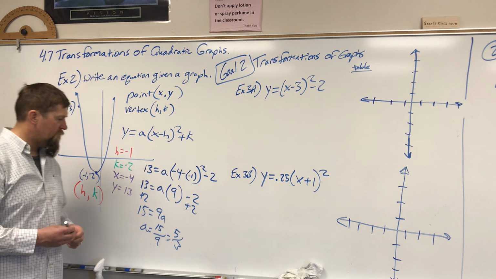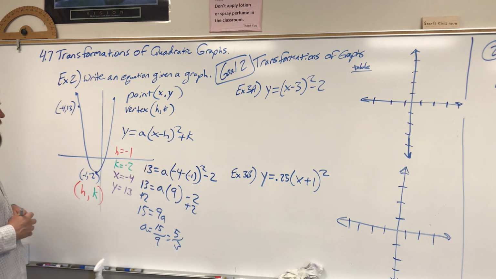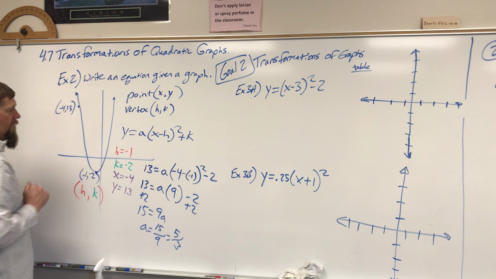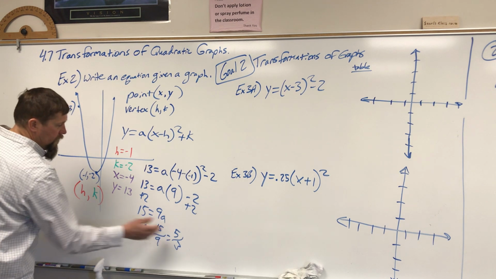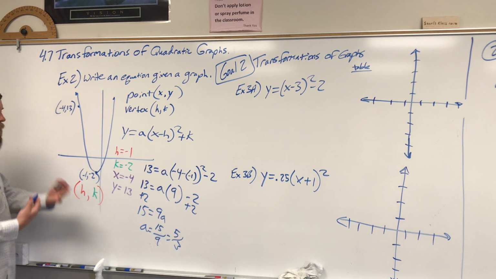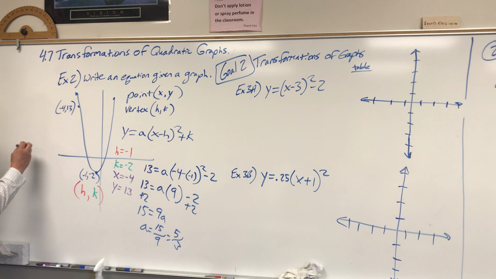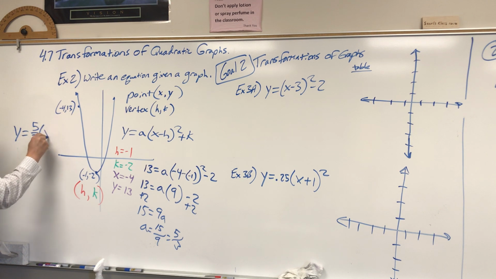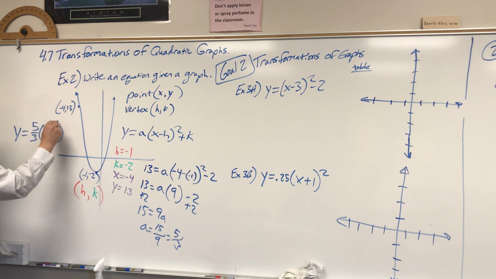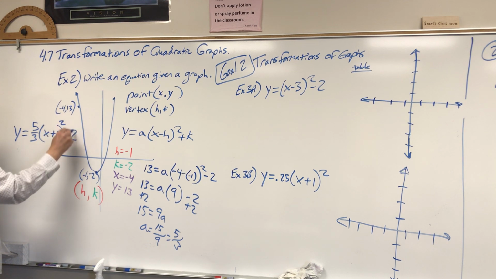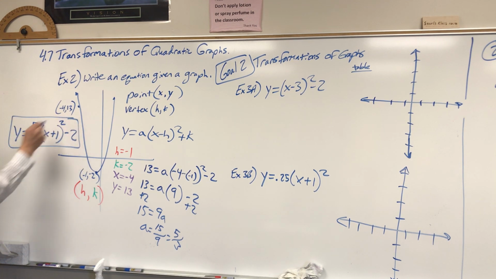So now to rewrite the equation in vertex form of this graph, all we have to do is put in the a and also put back in x and y. So my answer is y equals 5/3 times (x plus 1), because x minus the -1 is plus 1, squared, minus 2. There is the equation of this graph.